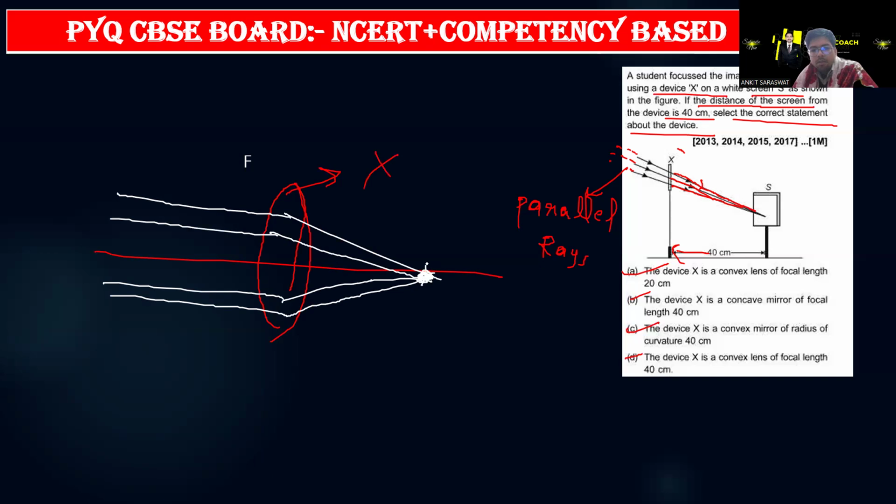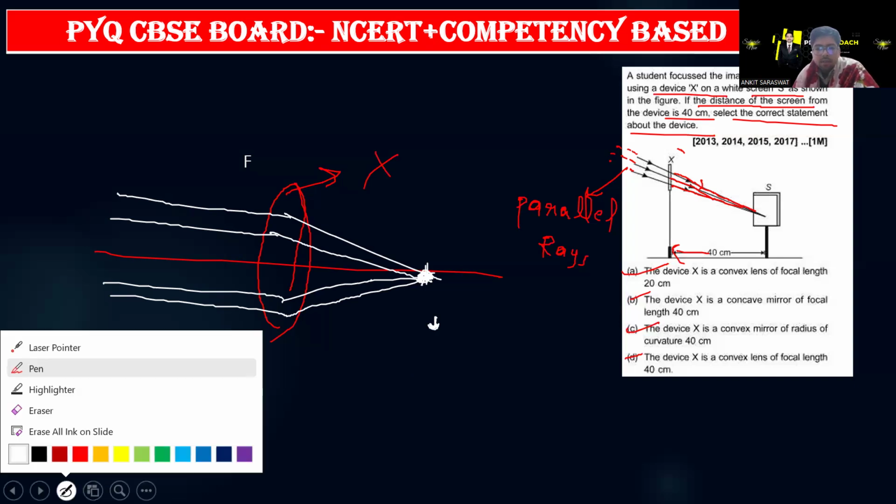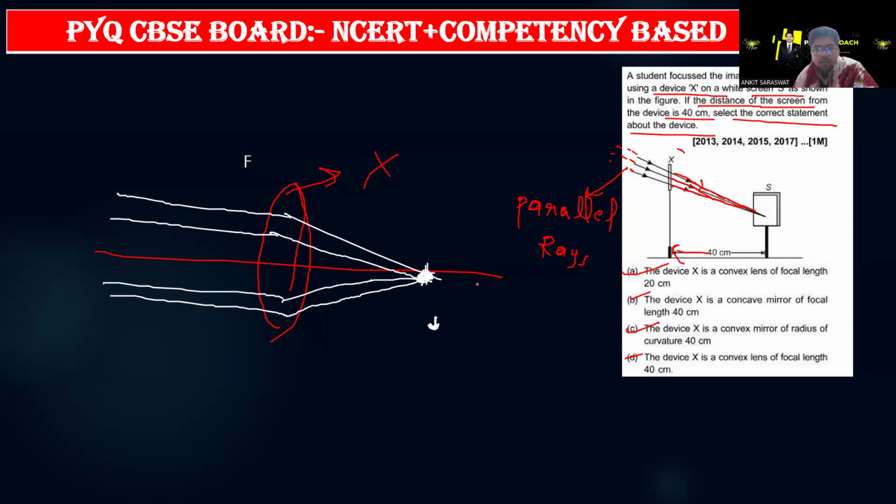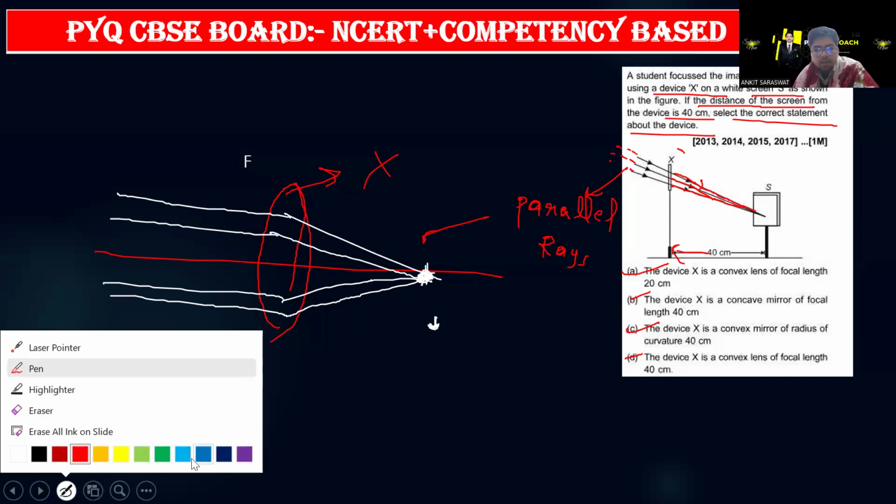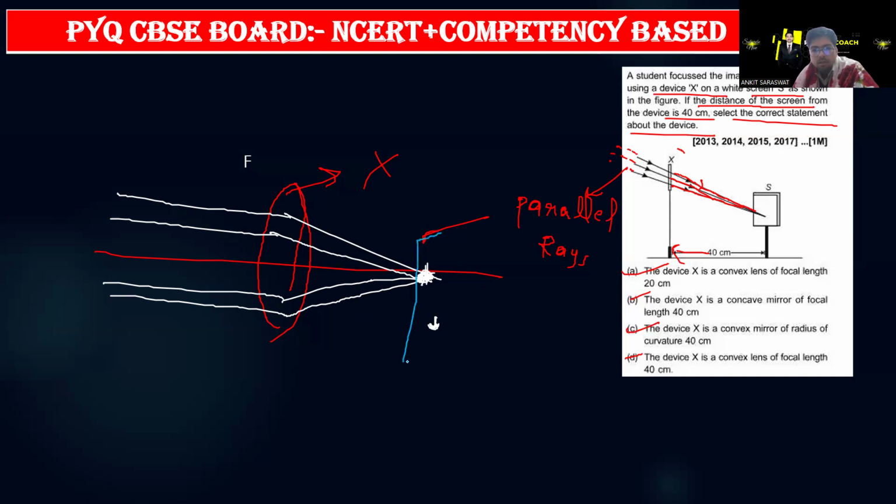So a highly diminished image will be formed. I have shown it like this, but actually the image will be very small, like point size. Real, inverted, point size. So you will place a screen like this. Where will you place the screen? Here. And on this screen the image is going to form.